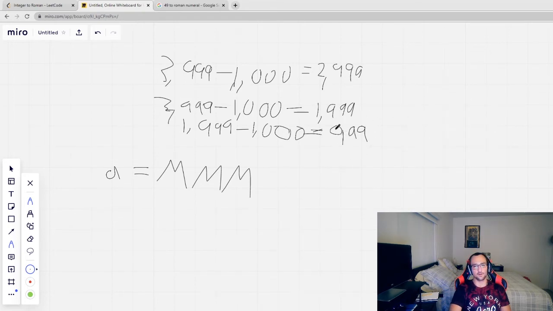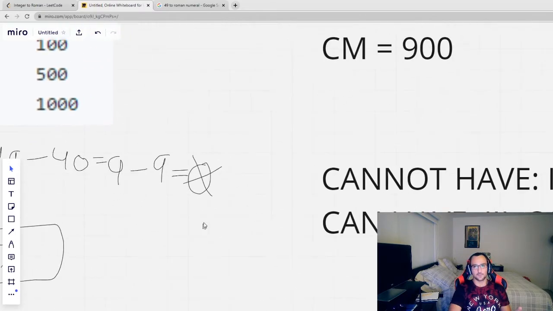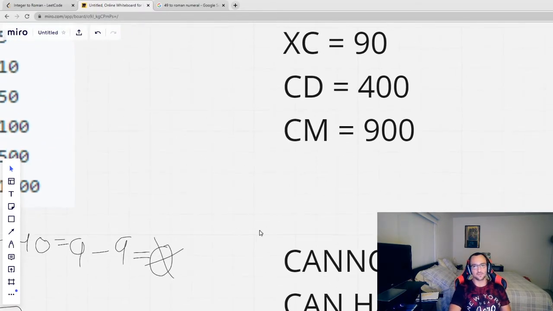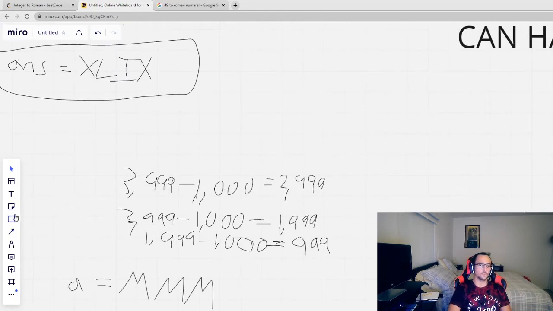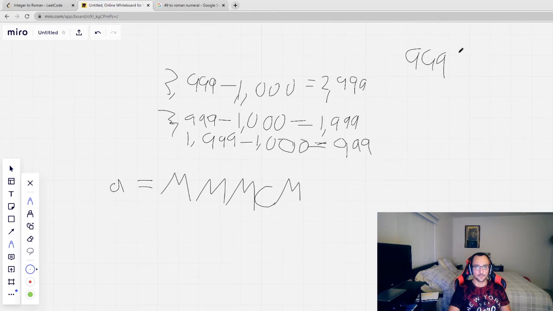What's the largest Roman numeral that we can take away from 999? Well, it's no longer M because M is equal to 1,000. So that would be CM in this case, 900. So we add CM to our answer. And then 999 minus 900 would give us just 99.